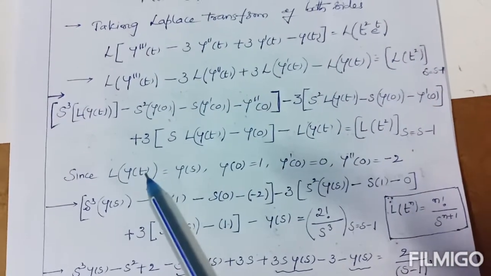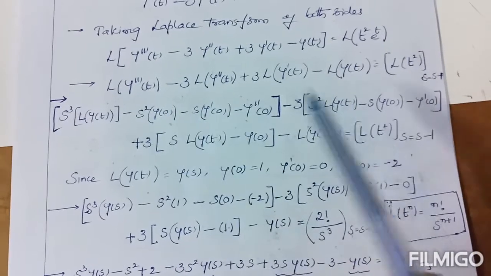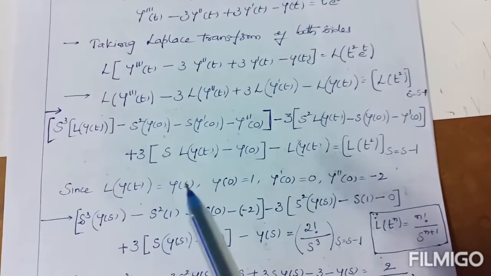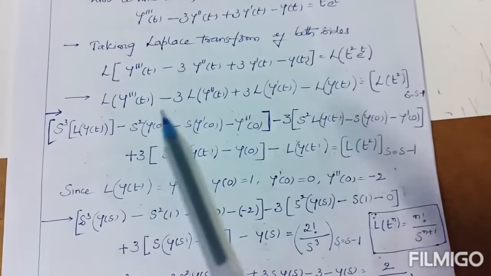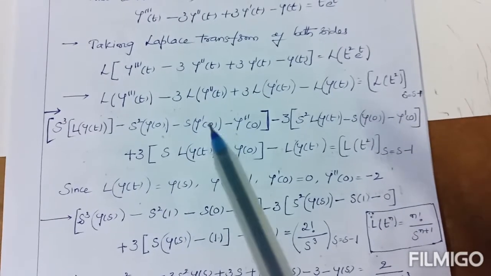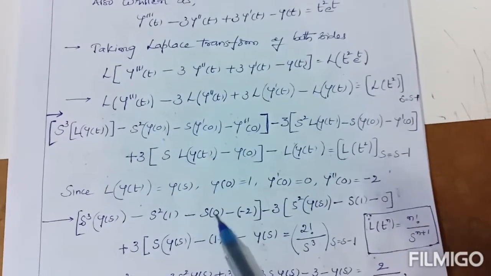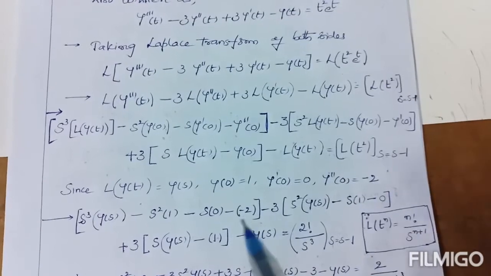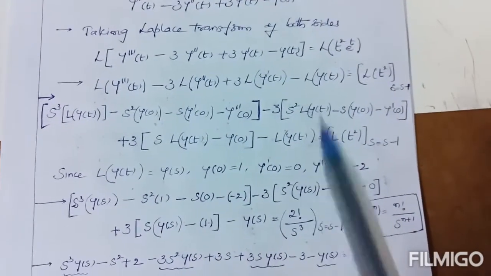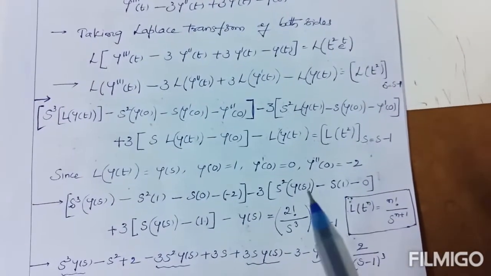Substitute all these in the above equation. Then s square into L of y of t is, as per this, y of s. s square y of 0 is 1. Next, s into y dash of 0 is given as 0. y double dash of 0 is minus 2. First term completed. Minus 3 into s square into L of y of t, y of s.